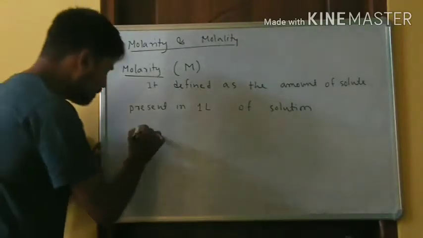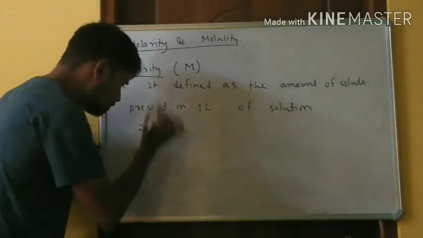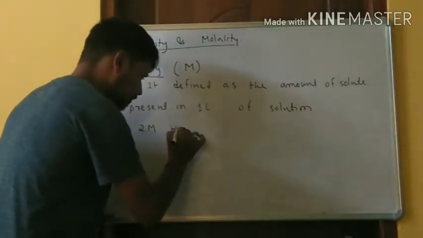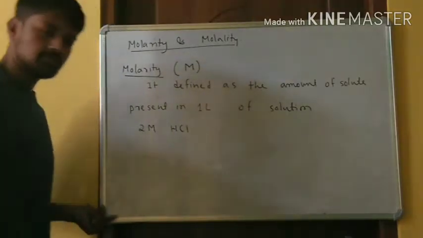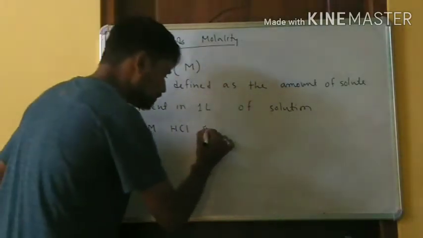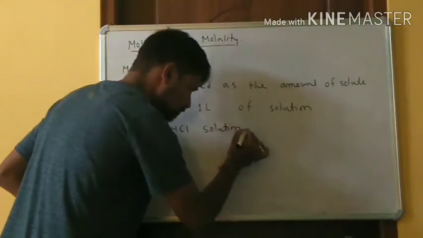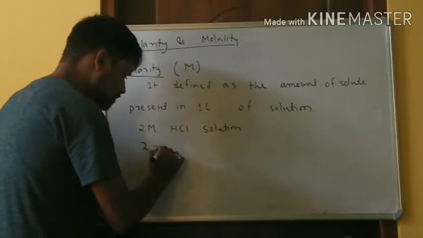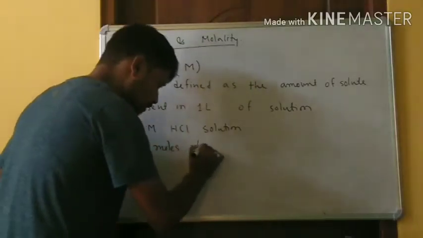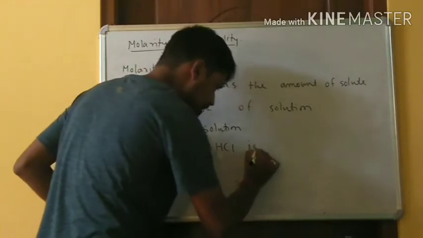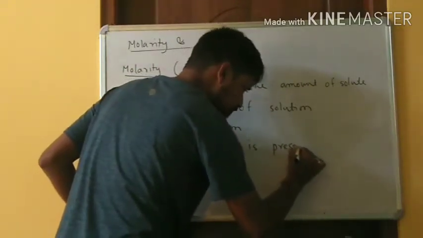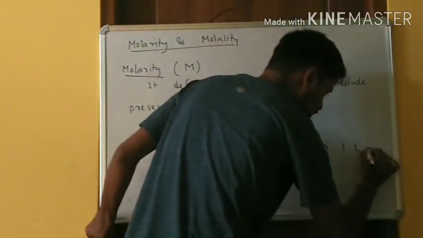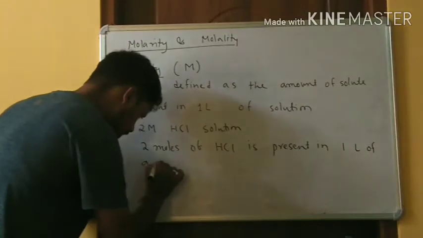If somewhere you find a 2 M HCl solution, it means 2 moles of HCl is present in 1 liter of a solution.